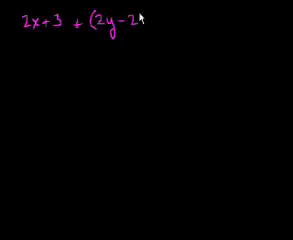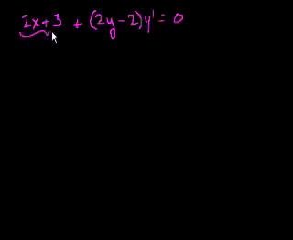Anyway, so I'm just going to give a bunch of equations. We have to figure out if they're exact, and if they are exact, we'll use what we know about exact differential equations to figure out their solutions. So the first one they have is 2x plus 3 plus (2y minus 2) times y prime is equal to 0.